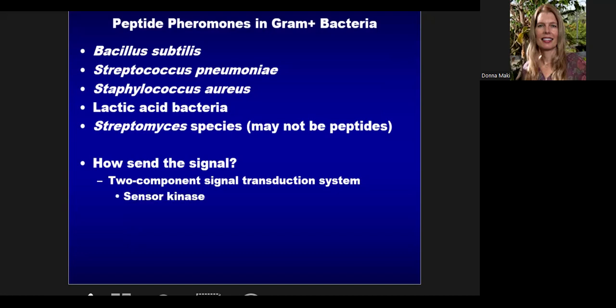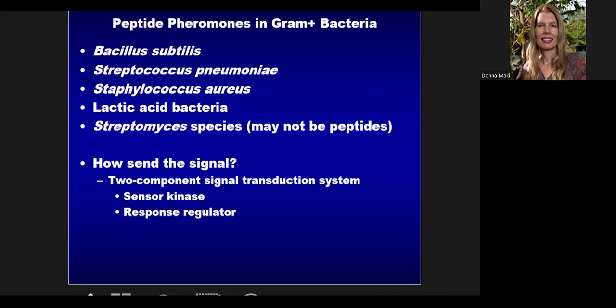And so two-component means there's two main factors involved. There's a sensor kinase, which is just a protein embedded in the cell membrane that's looking for that signal, so to speak. So it's waiting for a signal. And then inside the cell is a response regulator. So those are the two components. Two players.